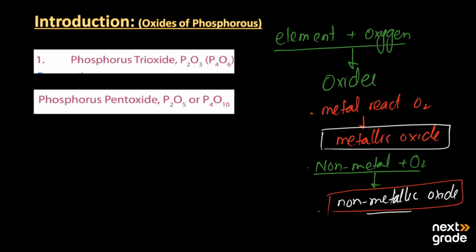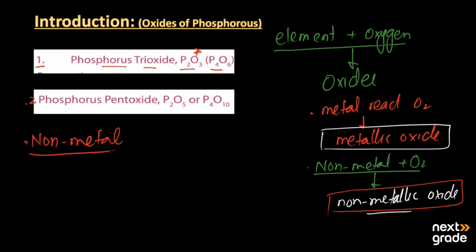Here we have phosphorus. Phosphorus is a non-metal and it also reacts with oxygen and produces its oxides, and these oxides are basically non-metallic in nature. Phosphorus produces two types of oxides. The number one oxide is phosphorus trioxide, which can be written as P2O3 because three oxygen atoms are present, and it can also be written in its double form, P4O6.